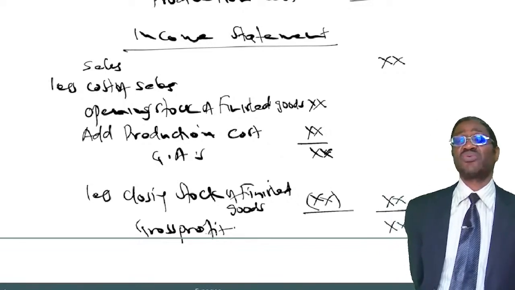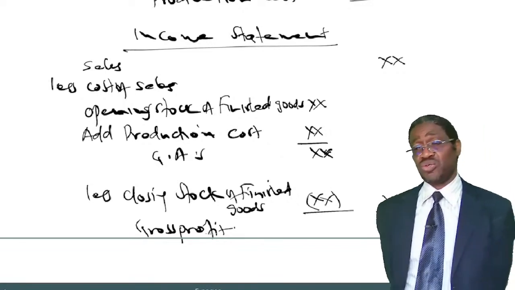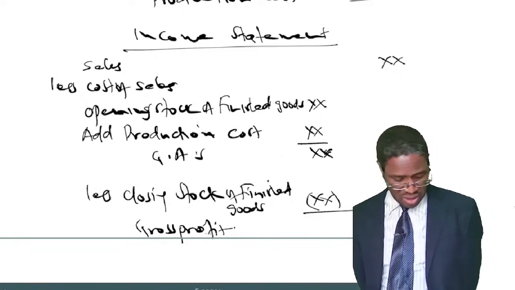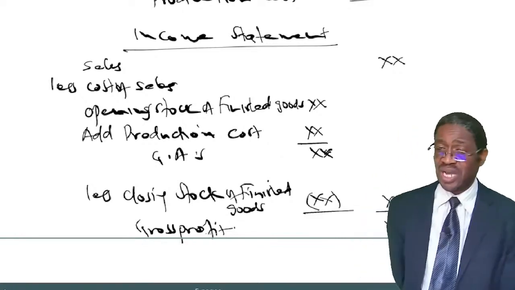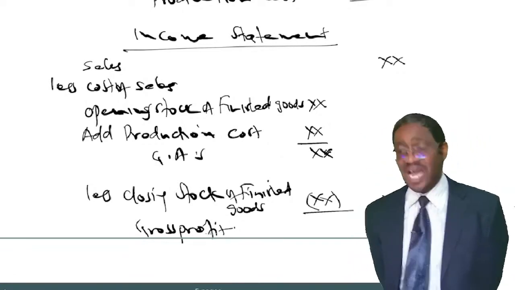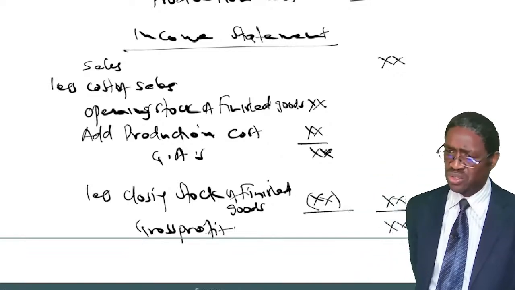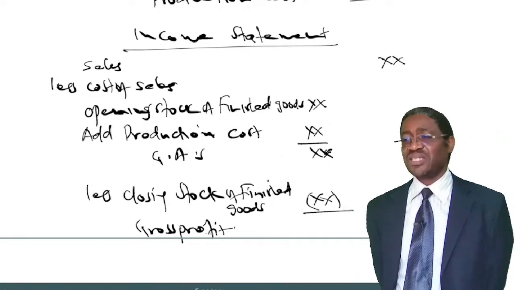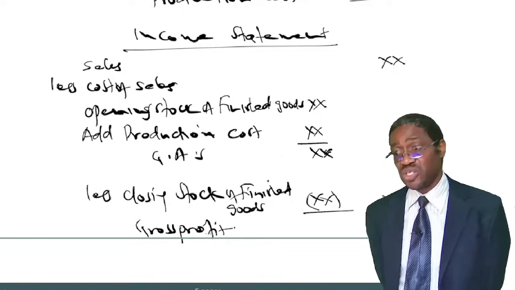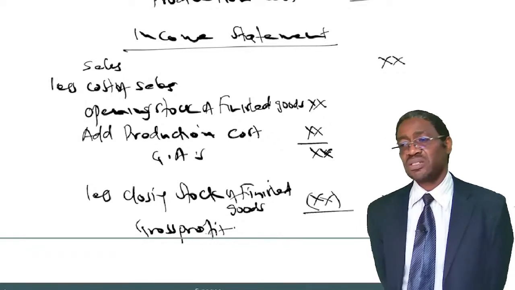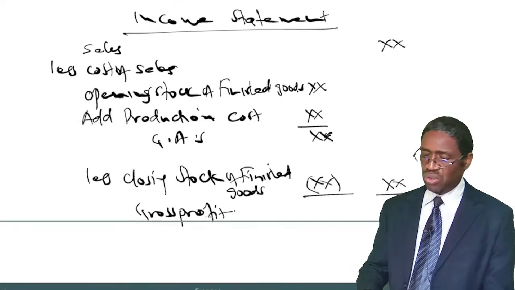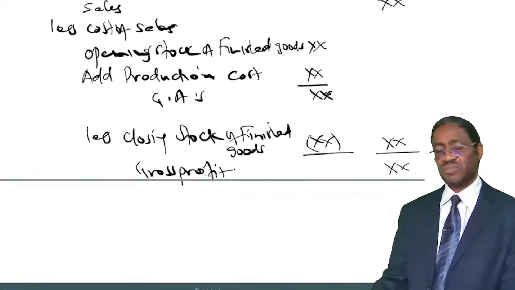We have said you start with the sales, then you less cost of sales. To get the cost of sales, I've said you start with the opening stock of finished goods. Then I told you, you add production cost, whatever is the production cost. Then you get the goods available for sale. Then you minus closing stock of finished goods. Then you get the cost of sales, push it to the extreme. Then you get the normal GP or gross profit.